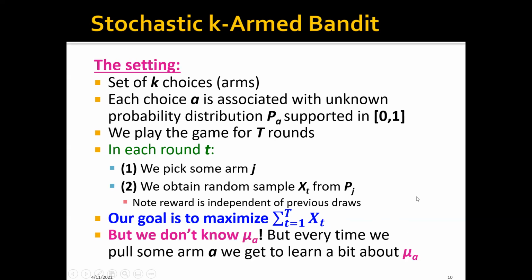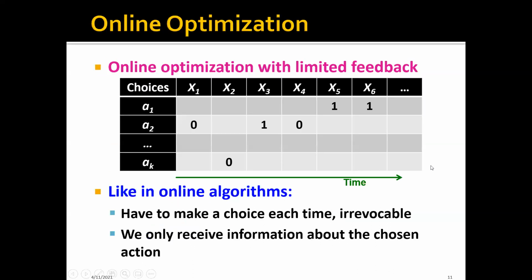But one tricky thing is that we actually don't know mu a. Remember, mu a is the expected reward for a specific arm a here. Of course, if we already knew mu a, it would be much simpler for us to decide which arm to pick. But since we do not know mu a, things are trickier. The hope is that every time we pull some arm a, we get to learn a bit more about this mu a, and we intend to use this information to improve our decision.